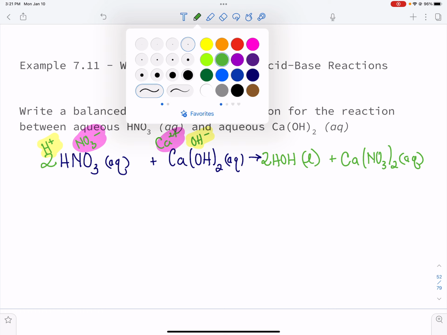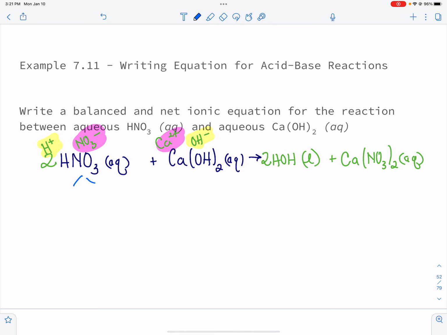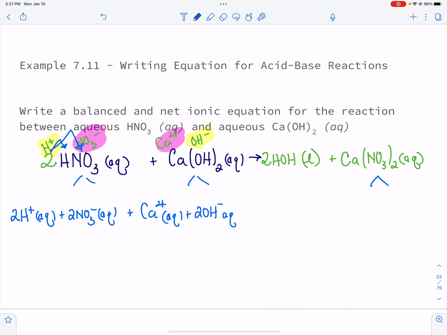Now in order to get the net ionic equation, I separate out anything that's aqueous. So 2H plus aqueous plus 2 NO3 minus aqueous, right? This 2 applies to both of them, plus calcium 2 plus aqueous, plus 2 hydroxide aqueous. Now I don't separate out the water. I'm going to write it just as regular water this time. And I don't separate it out because it's a liquid.